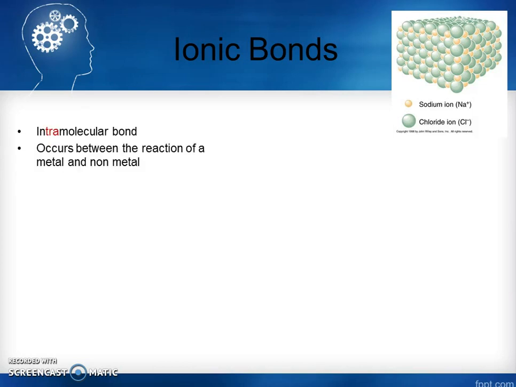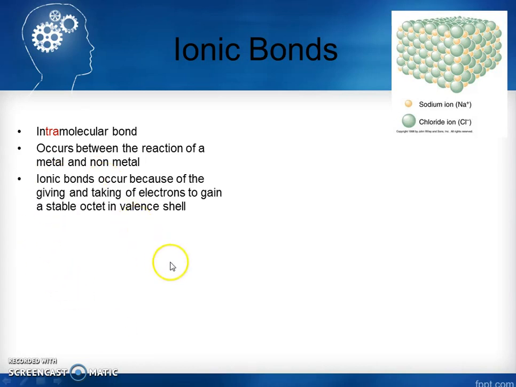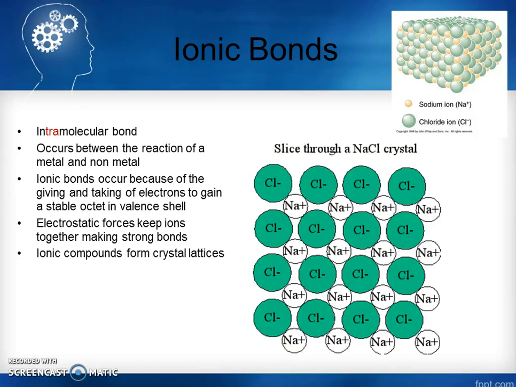Again, an intramolecular bond occurs between the reaction of a metal and a nonmetal. Ionic bonds occur because of the giving and taking of electrons to gain that stable octet. So they make ions, hence ionic bonds. Now, once an ion is made, and we'll look at this in a bit more detail, you get a positive and a negative charge, and it's these electrostatic forces that keep these ions together, making these really strong ionic compounds.